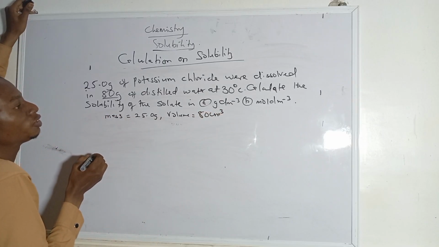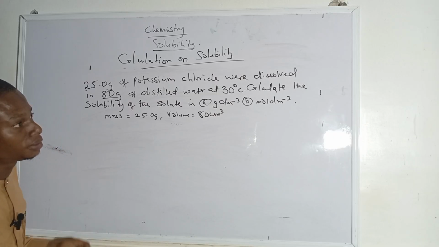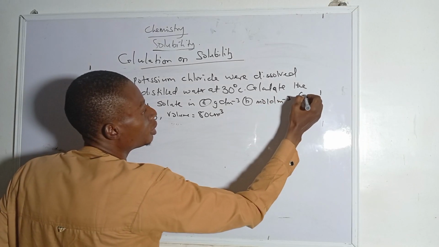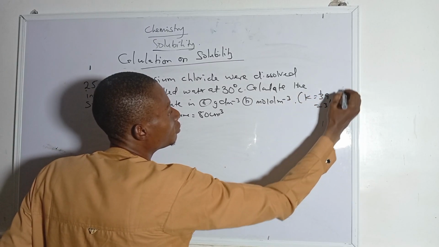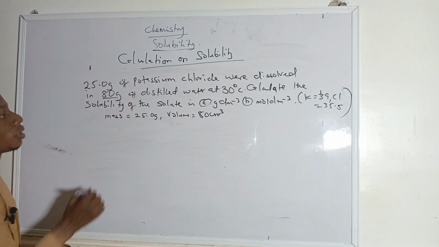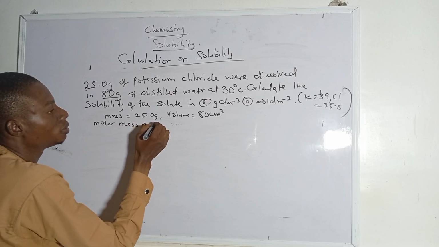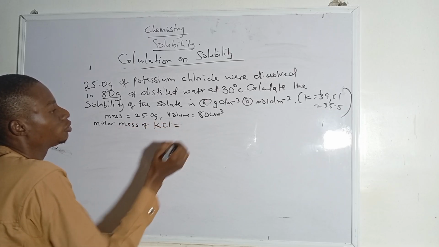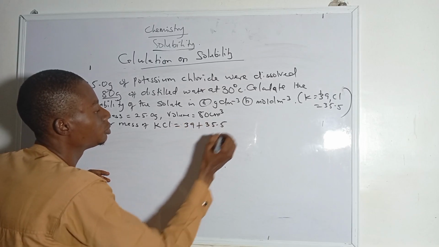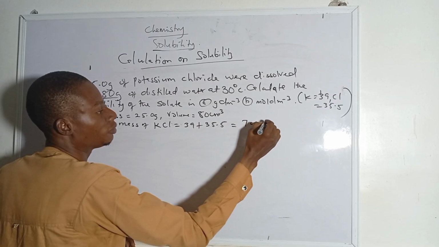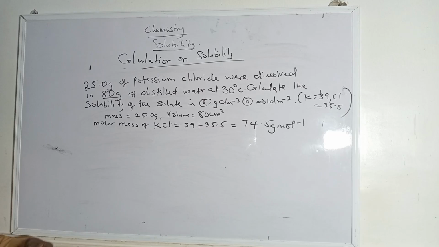The molar mass now of potassium chloride. For potassium chloride, K is equal to 39 and Cl is equal to 35.5. They will give you those values. So now, molar mass of potassium chloride: potassium, that is K, that is 39, plus Cl, that is 35.5. So use your calculator, 74.5 gram per mole.